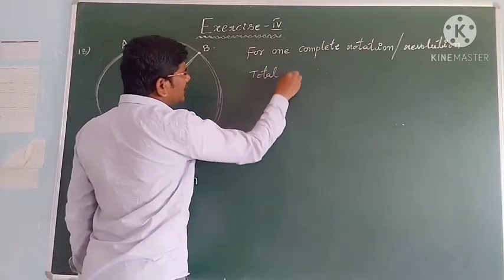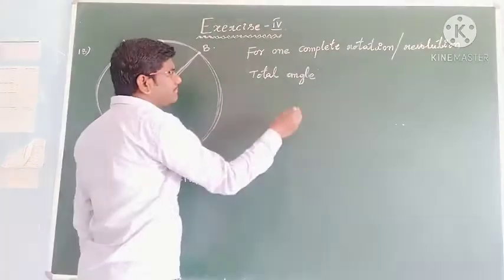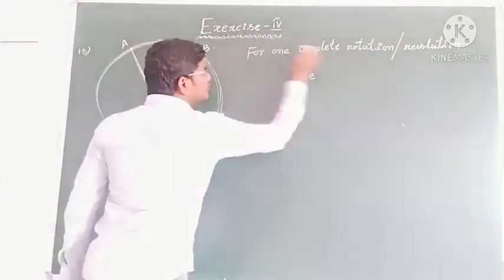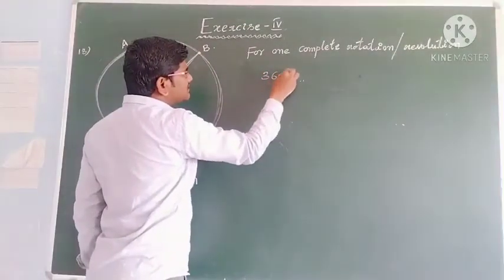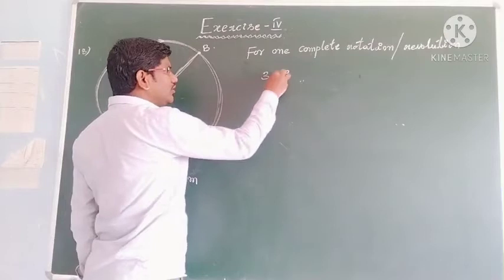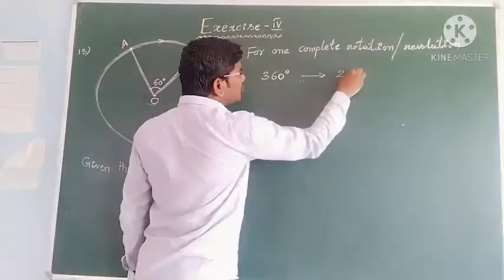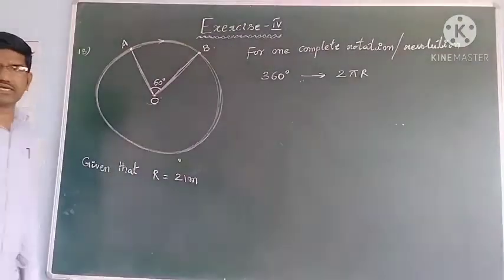So total angle at the center is equal to... So we know that total angle at the center is 360 degrees. Okay, students, 360 degrees. And the distance is, we know, 2 pi r. And here r is the radius of the circle.